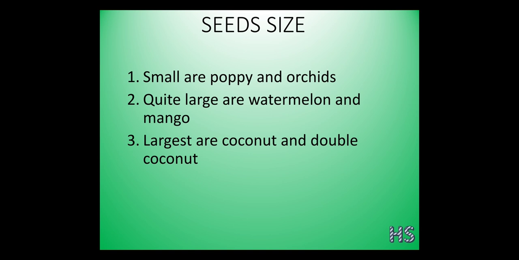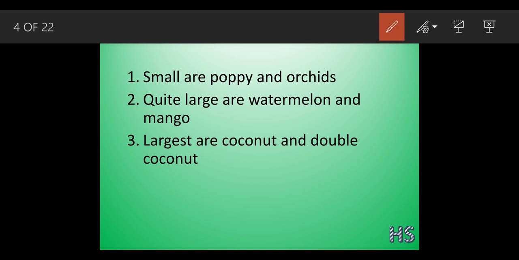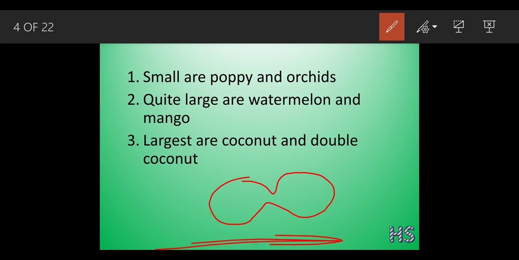Now seed size. Definitely there is variation in the size. The seeds are very small in the case of poppy and orchids, quite large in watermelon and mango, and largest in the case of the coconut and double coconut. What is a double coconut? It's the same as the coconut, but two coconuts fused together are called a double coconut. The size of the double coconut, you can assume, is something like the size of a human head.